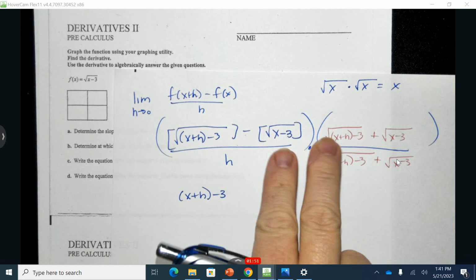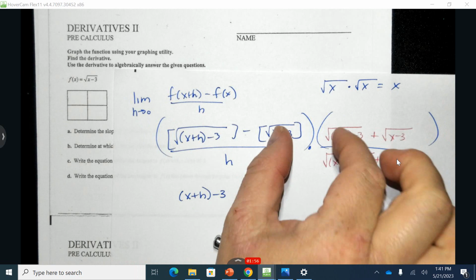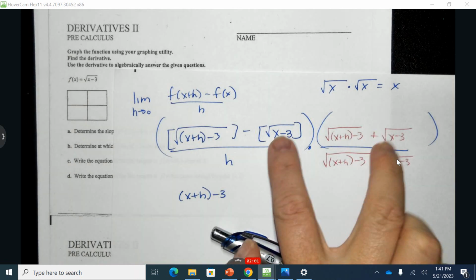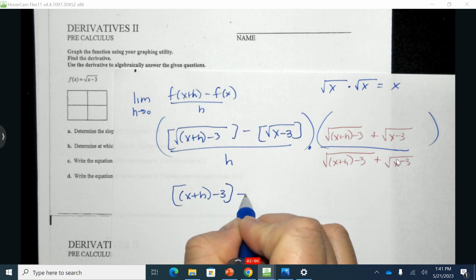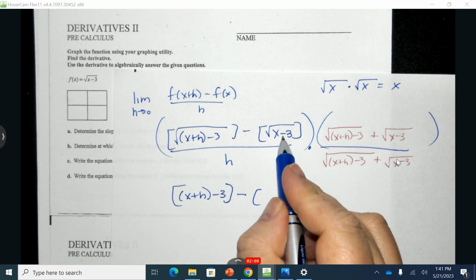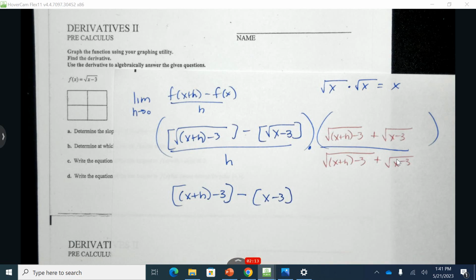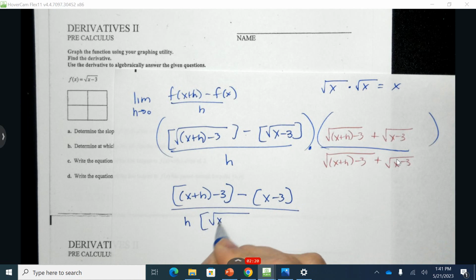That's multiplying the fronts. Now the insides and the outsides are the exact same quantity. They're additive inverses. One's positive, one's negative. They cancel out. And now I'm going to multiply the backs. A negative times a positive is a negative. And the square root of x minus 3 times the square root of x minus 3 is simply x minus 3. This is in the numerator. In the denominator, it's going to be h times the quantity, the square root of x plus h minus 3 plus the square root of x minus 3.